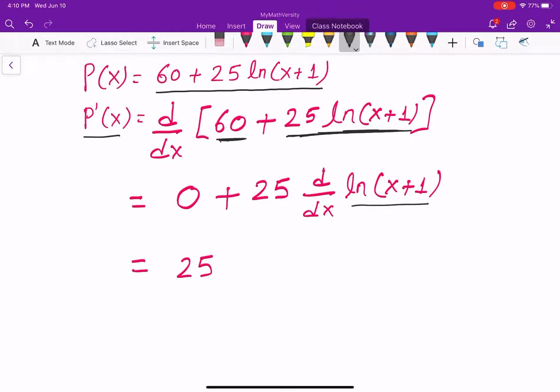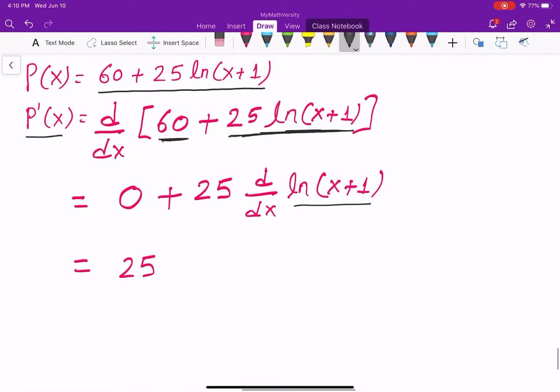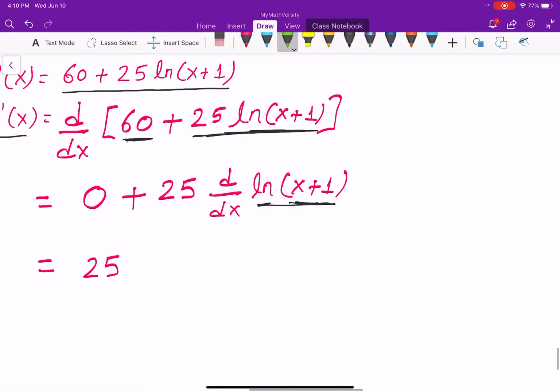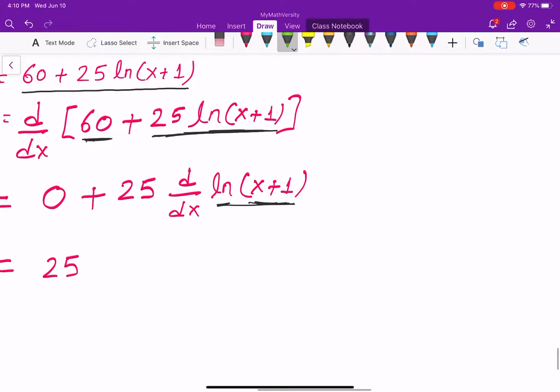What is the derivative of ln of x plus 1? You can clearly see here the ln function is composed with x plus 1, and when we have a composition, then we use the chain rule, right? So how can we do that? What is the chain rule? If we need to find the derivative of a composition of two functions, then the derivative will be: find the derivative of f, evaluate that at g, times g prime. So this is the chain rule.